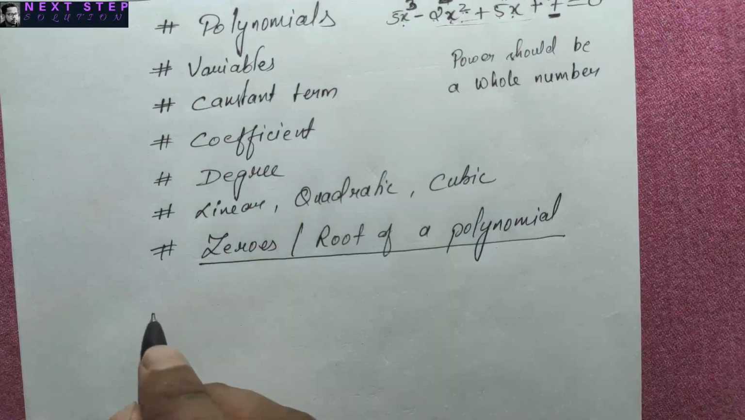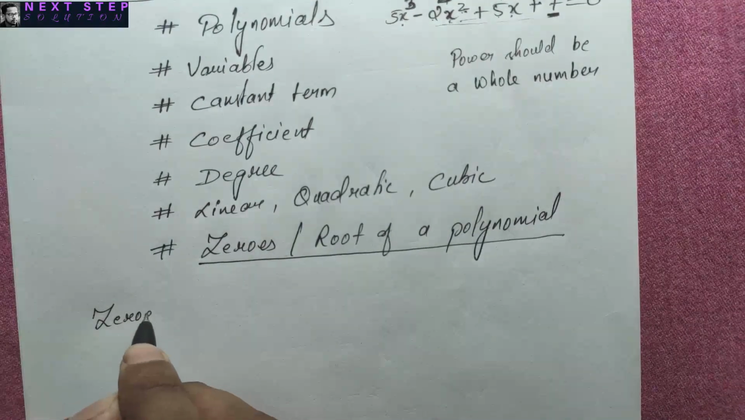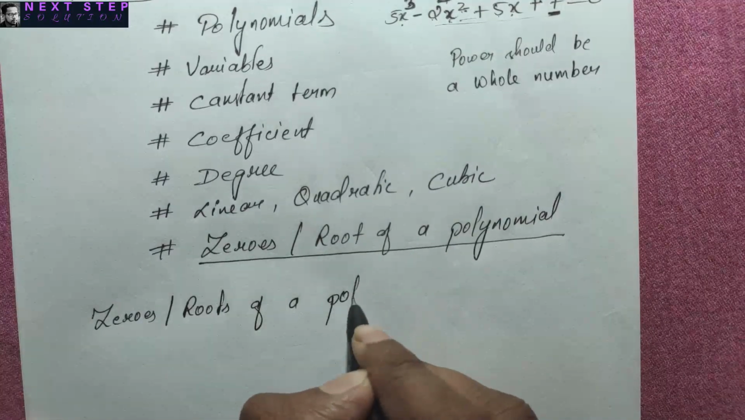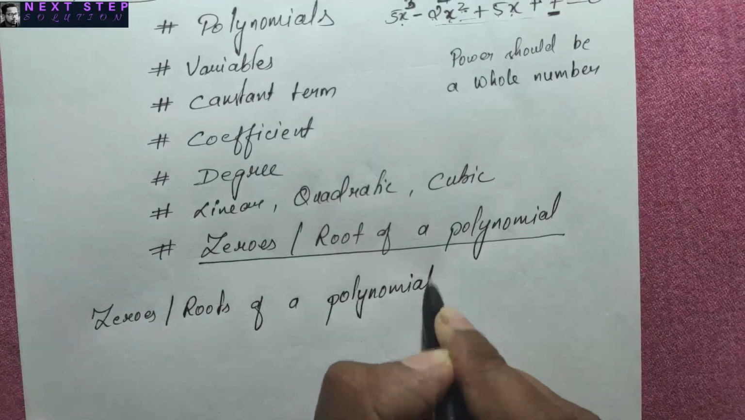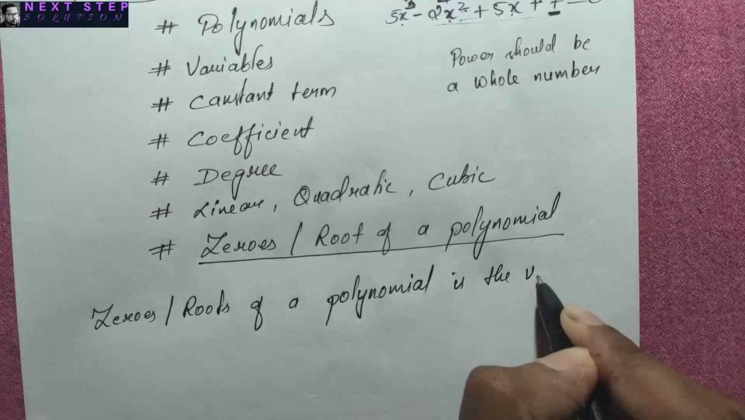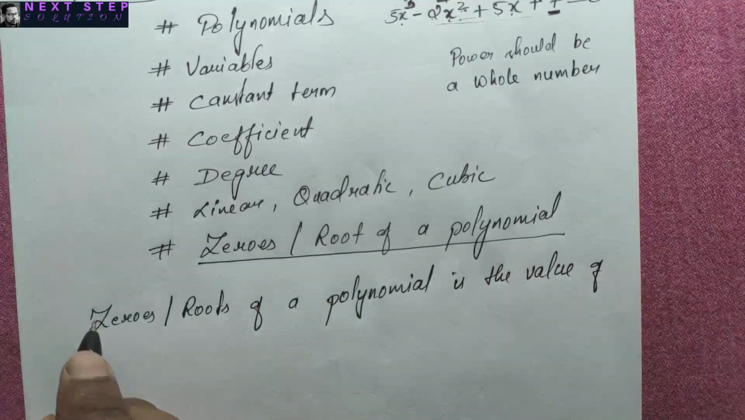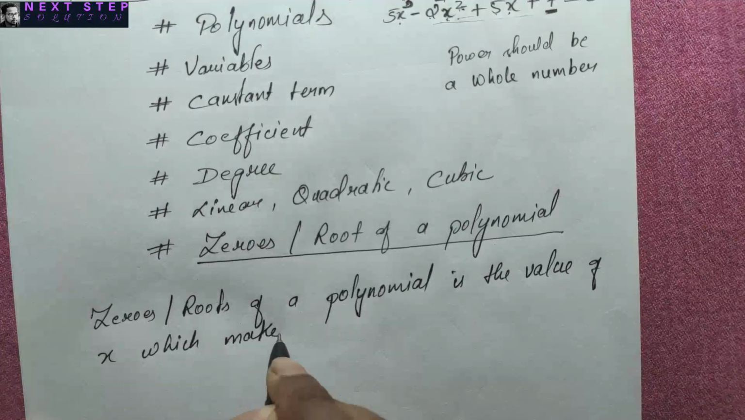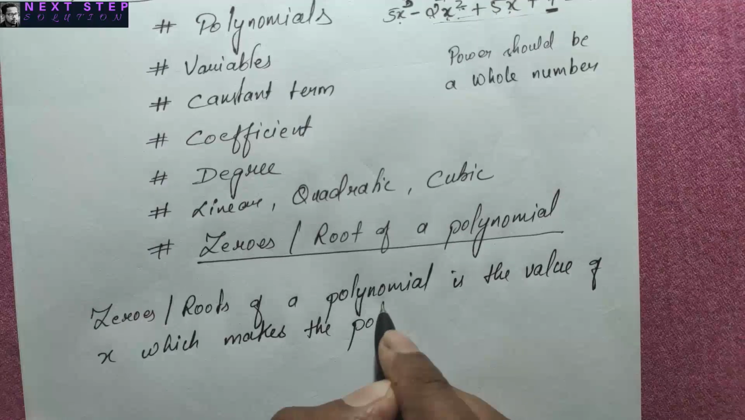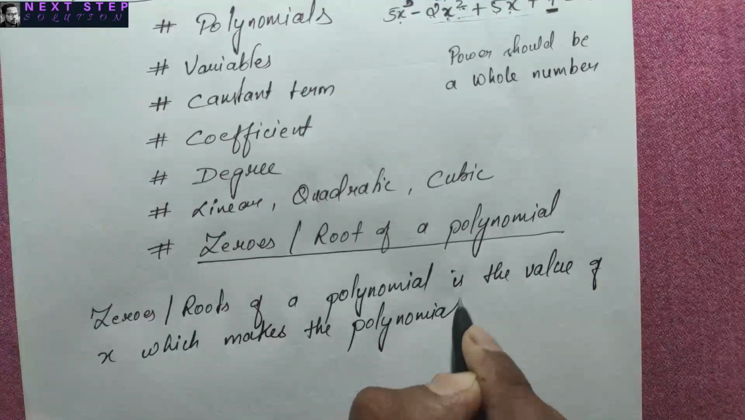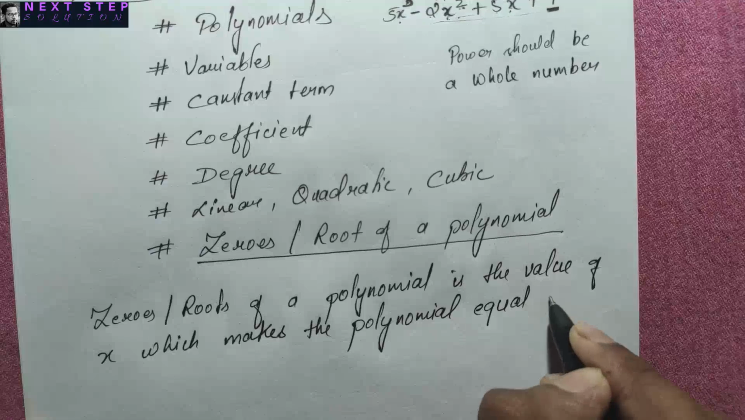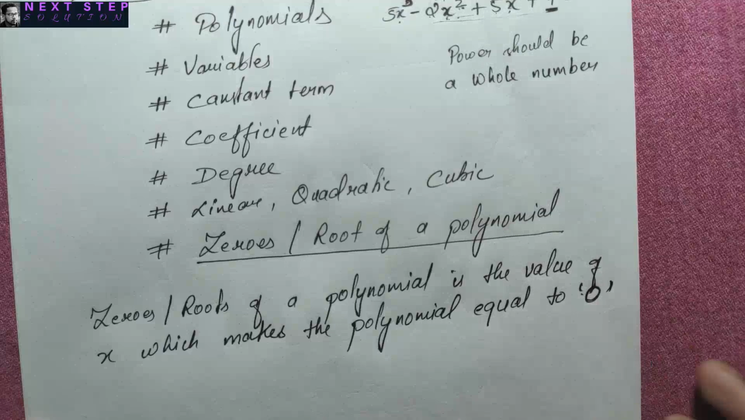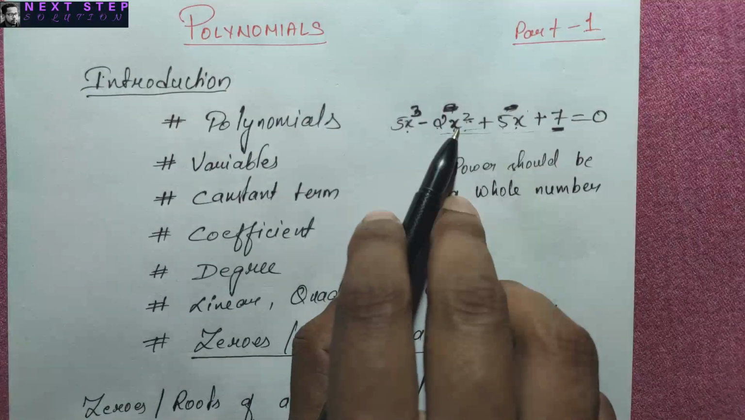You can write it here. Zeros or roots of a polynomial is the value of x which makes the polynomial equal to 0. Now, if it is a quadratic polynomial, then there will be two zeros.